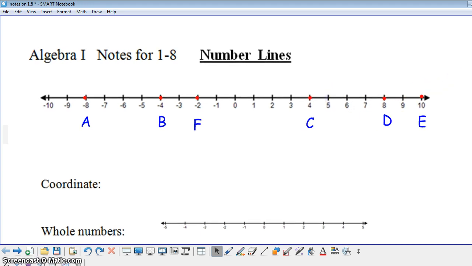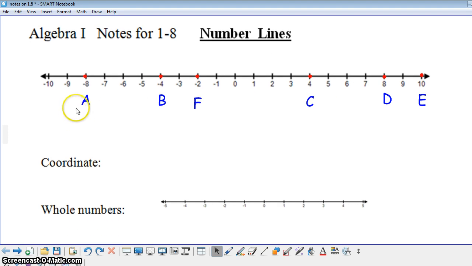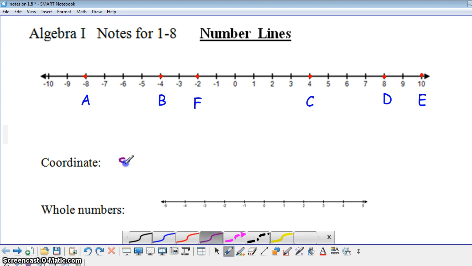Alright, so let's take a look at some information related to numbers in the number line. First of all, each of these letters is a coordinate. So the coordinate is a specific location on a number line. So for example, the coordinate of A is -8 and the coordinate of C is 4. So a specific location on the number line.